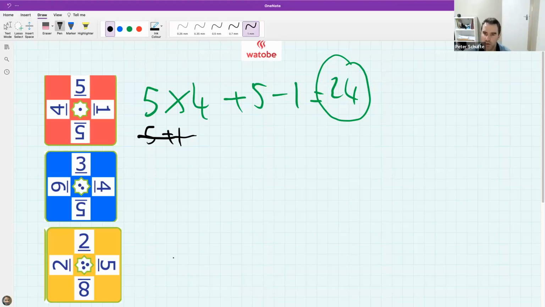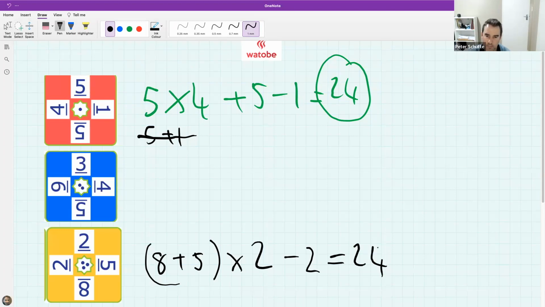So Kitso has said, oh yes, Kitso, I think I agree with you. 8 plus 5 gives me 13. Times by 2 gives me 26. Minus 2 gives me 24. Yes. That is definitely one of the ways of doing the yellow one.